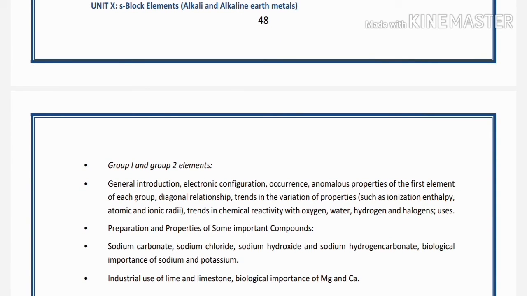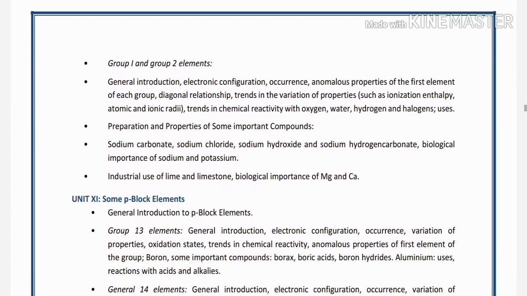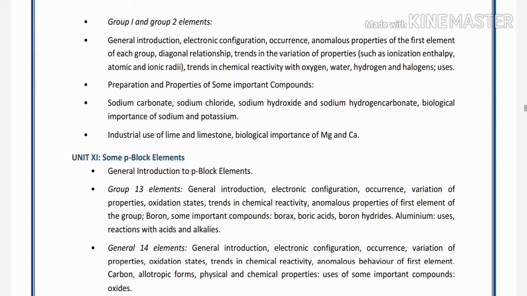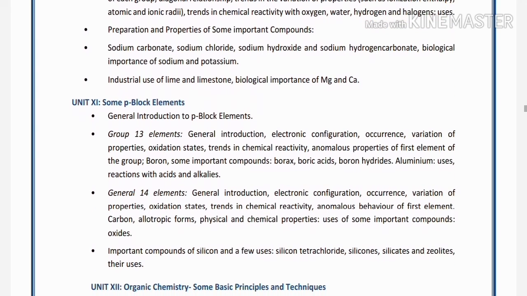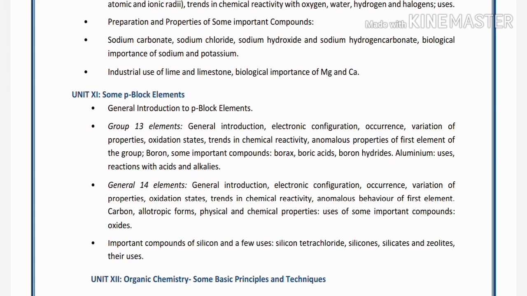Unit 10, s-block elements, alkali and alkaline earth metals. Group 1 and Group 2 elements. General introduction, electronic configuration, occurrence, anomalous properties of the first element of each group, diagonal relationship, trends in the variation of properties such as ionization enthalpy, atomic and ionic radii, trends in chemical reactivity with oxygen, water, hydrogen and halogens, uses. Preparation and properties of some important compounds: sodium carbonate, sodium chloride, sodium hydroxide and sodium hydrogen carbonate, biological importance of sodium and potassium. Industrial use of lime and limestone, biological importance of Mg and Ca.